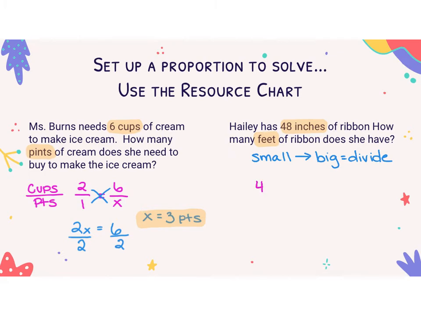She has 48 inches, and we will divide that by how many inches are in 1 foot. There are 12 inches in 1 foot from our STAR resource chart. So when we divide 48 by 12, we get 4 feet. So Haley has 4 feet of ribbon.